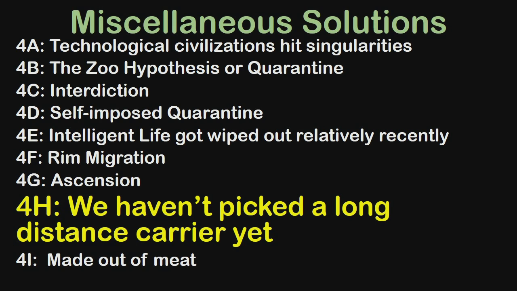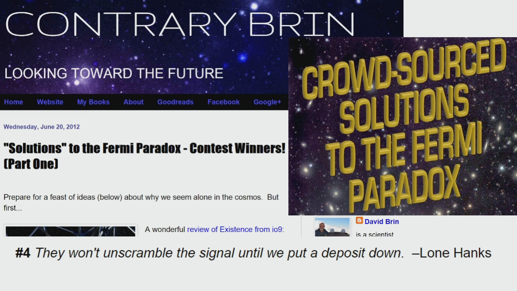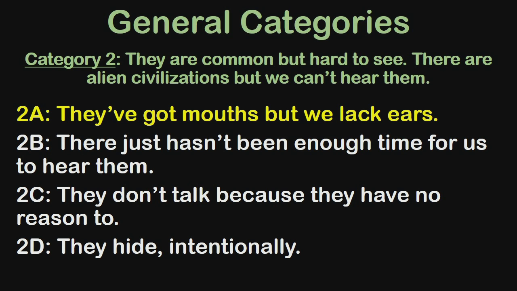This one was funnier back when people actually had long-distance carriers for their phones, and we had long-distance phone calls. But it also goes by the term, we need to put a deposit down to get the signal unscrambled. With television, you will get a signal unscrambled for cable. Right? Really just a variant of 2A, that they have mouths but we've not got ears to hear them.